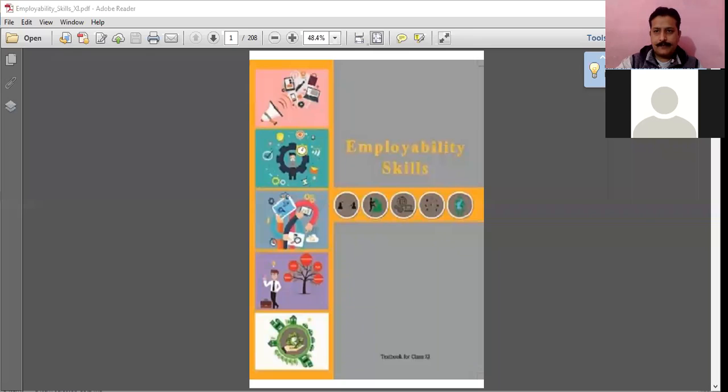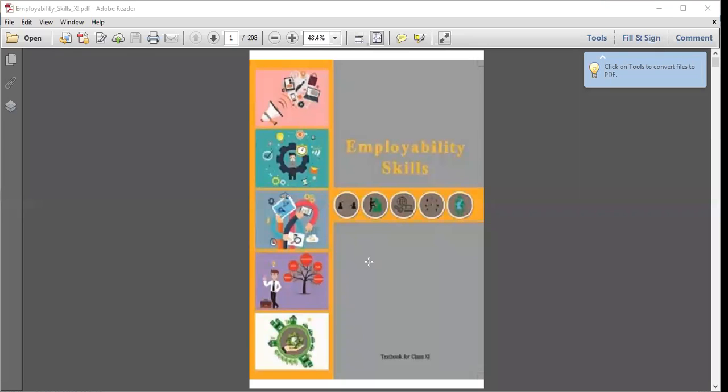Let me just open my file. Okay, to start with, I'll just share the file with you people. Now, this is a separate book. The book I have already shared does not cover this part. So I'll share this PDF file with you people also.